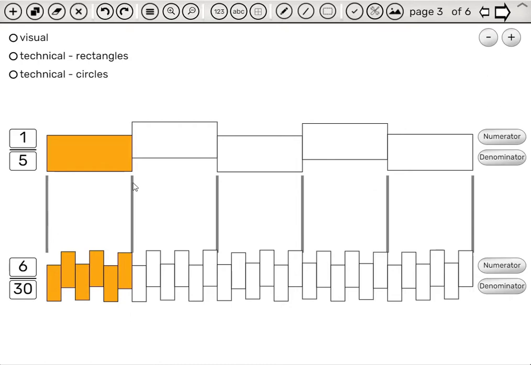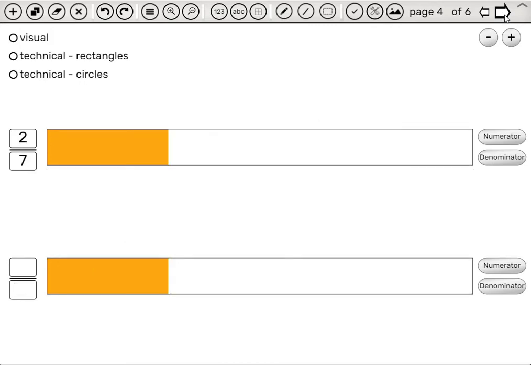If multiplying the numerator and denominator by the same number does not change the value of the fraction, then moving back to the original fraction by dividing the numerator and denominator by the same number won't alter the value of the fraction either. So, if we have a fraction of 6/30, we can divide both the numerator and denominator by 6 and get 1/5, or a fifth. Let's move on to the next page.